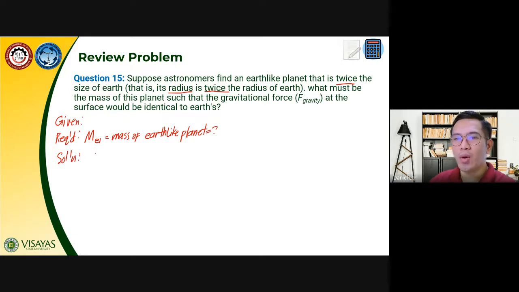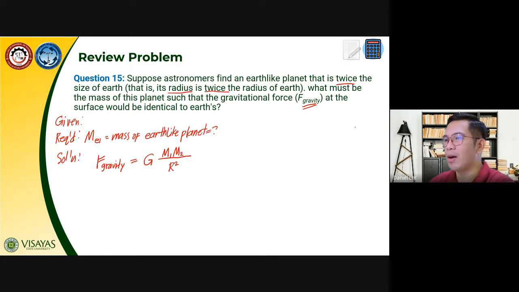For our solution, we can use here the law because it is stated in the problem, the gravitational force. Based on our last discussion, the gravitational force, or Fg, we can also write as F sub gravity is equal to the universal gravitational constant times the product of the two masses divided by r squared, wherein r squared is the distance between the centers of gravity of those two objects.